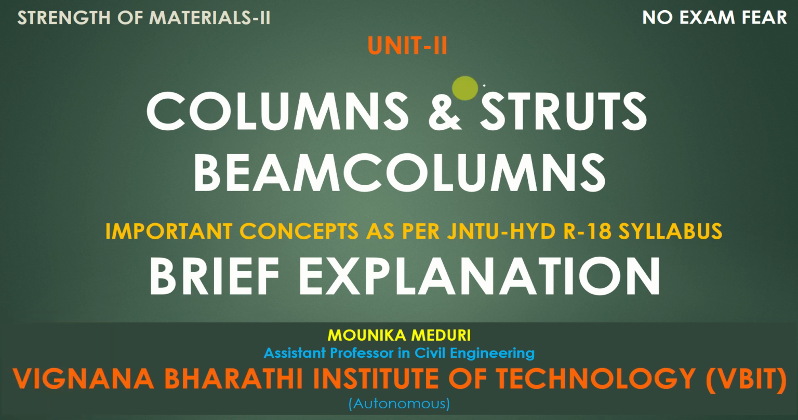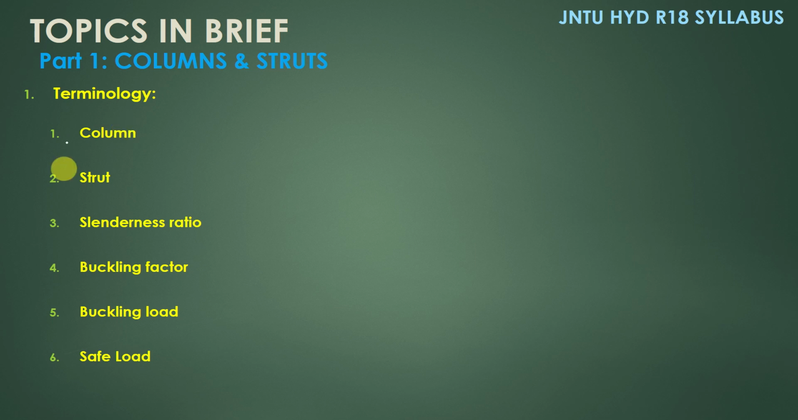So let us see the first part, columns and struts, and later we shall see the beam column, that is second part. So in columns and struts, we have a terminology. First you have to understand what is a column. Let me recall, a column is a structural member which is subjected to compressive stresses, and it is exactly 90 degrees vertical. And a strut is also a member subjected to compressive stresses, but it is not vertical. Other than vertical members which are subjected to compressive stresses, those we are calling struts. That may be horizontal or inclined.